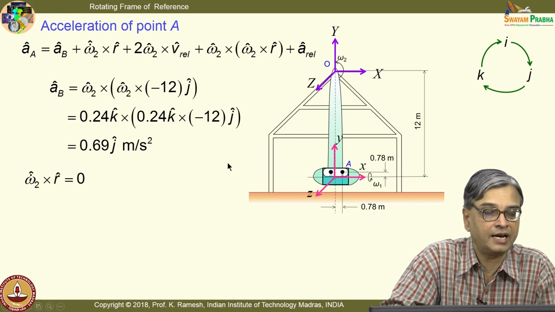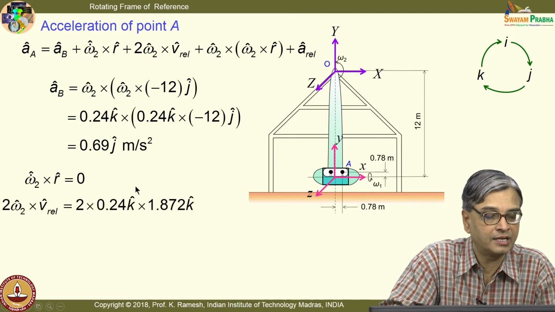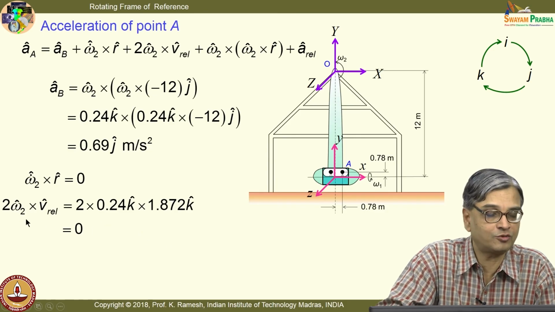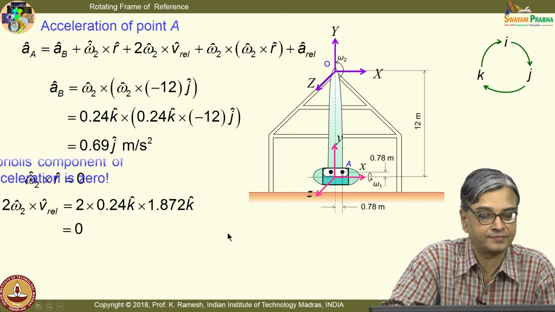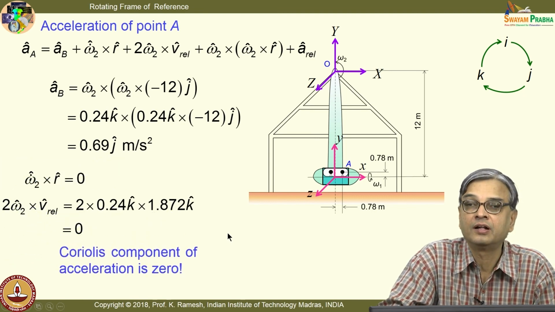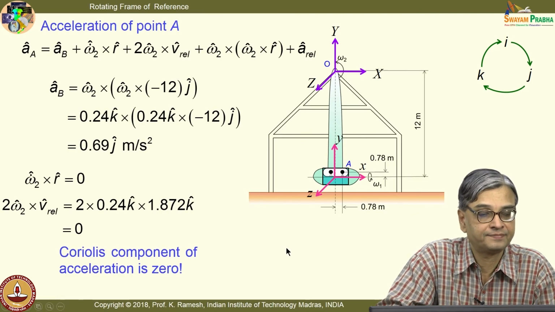And then I have this rotating with a constant velocity. So, I do not have an angular acceleration. So, that goes to 0, and then the Coriolis component of acceleration 2 omega 2 cross v rel also goes to 0, and I have to get a rel, and I have to get this quantity.